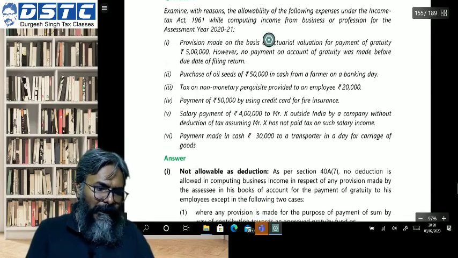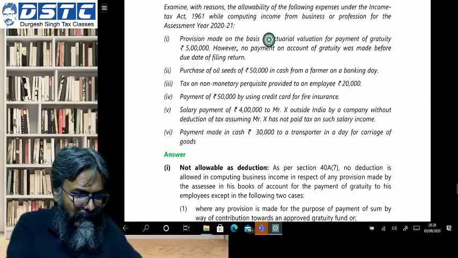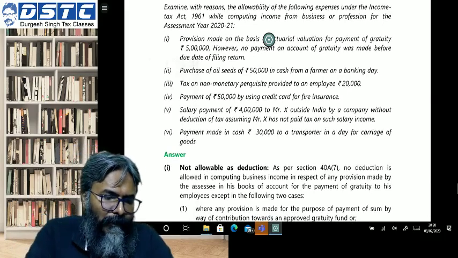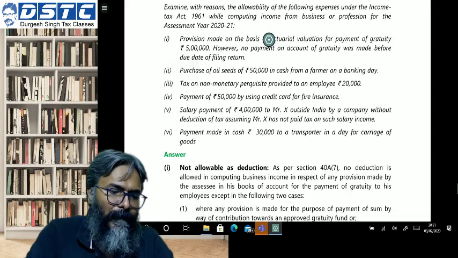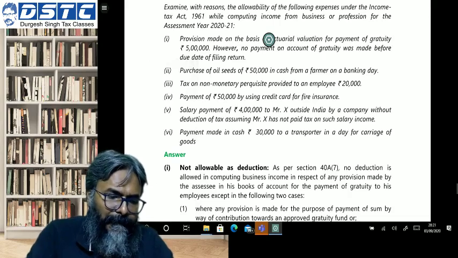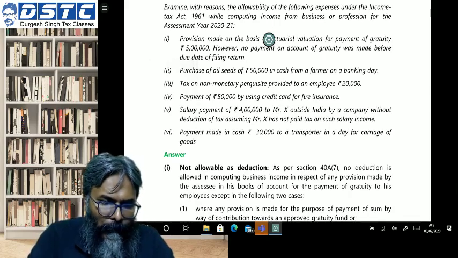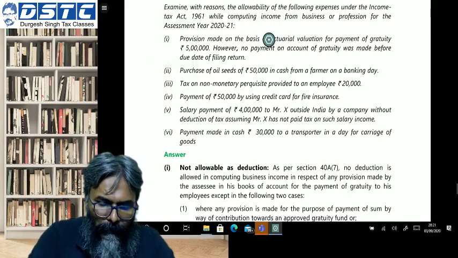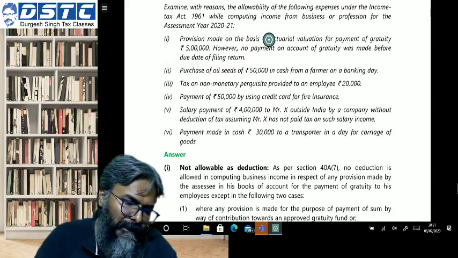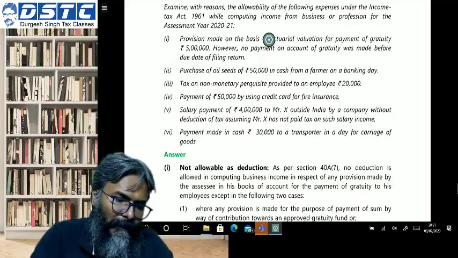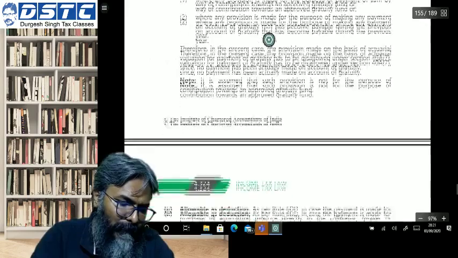Point number 2, purchase of oil seeds, students. Purchase of oil seeds of rupees 50,000 in cash from a farmer on a banking day. From whom? From a farmer. So, can we say it is covered in Rule 6DD? Students, is it covered in Rule 6DD? From a farmer. Is it an agriculture produce? Oil seeds? Agriculture produce oil seeds?